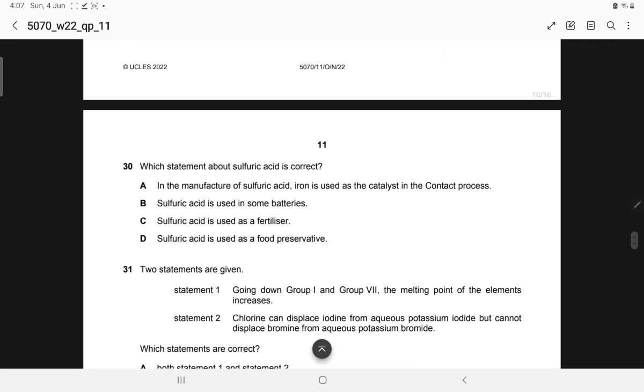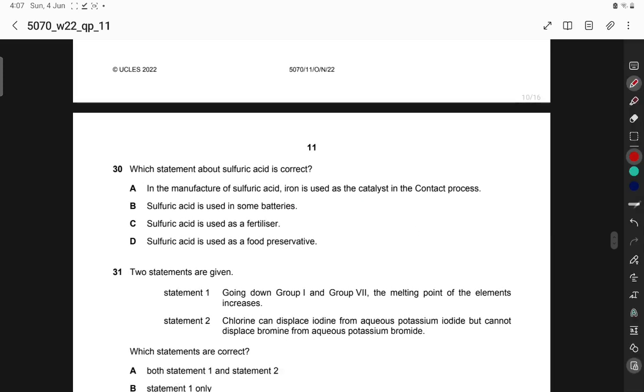Which statement about sulfuric acid is correct? In the manufacture of sulfuric acid, iron is used as the catalyst. In the contact process, iron is not used. Vanadium(V) oxide is used, so V2O5 instead of iron. This is incorrect. Sulfuric acid is used in some batteries.